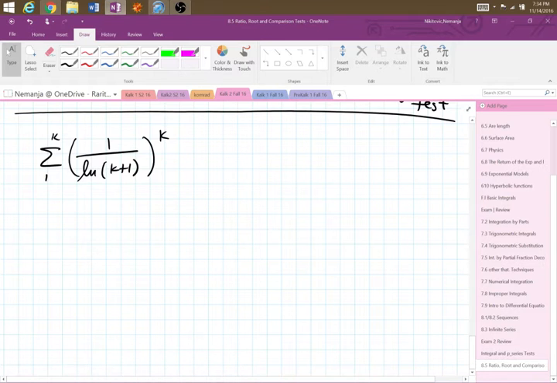I mean, it's a variable. So no, 1 over ln of k plus 1. Actually, are you going to the number that's left? What?